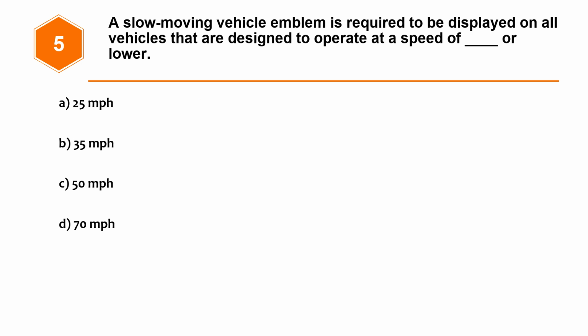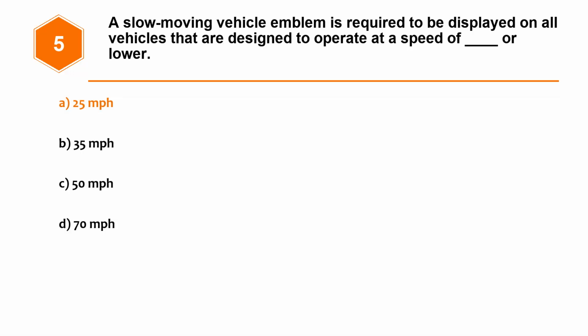Question 5. A slow-moving vehicle emblem is required to be displayed on all vehicles that are designed to operate at a speed of blank or lower. Option A, 25 miles per hour. Option B, 35 miles per hour. Option C, 50 miles per hour. Option D, 70 miles per hour.